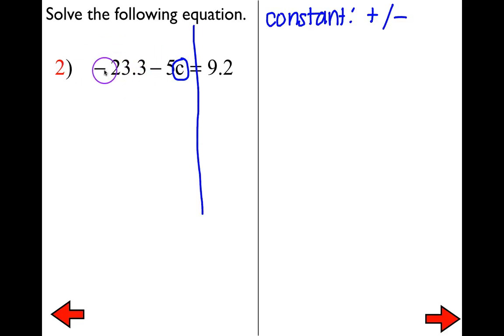So I'm going to go ahead and get rid of this negative 23 3/10 by adding 23 3/10. These are additive inverses, creating 0. Now here I must add 23 3/10. That's using the addition property of equality. So now this leaves me with, well, 0 minus 5c is just negative 5c equals, here I don't know this answer off the top of my head, so I'm going to have to go off to the side. They're both positive, so I know my answer is positive, so let's figure it out.